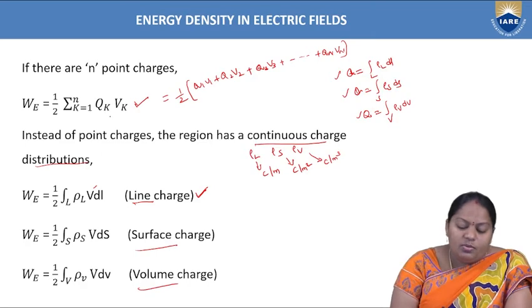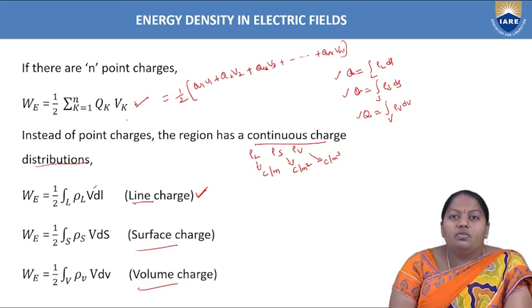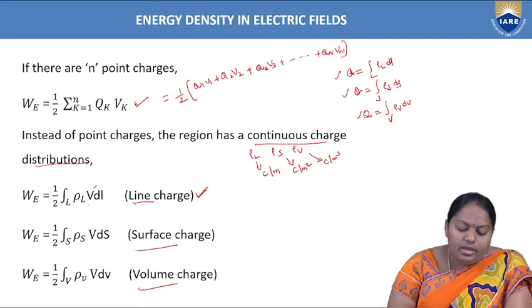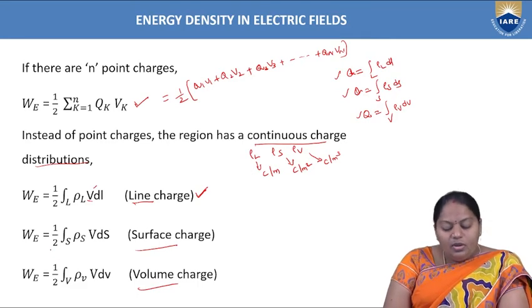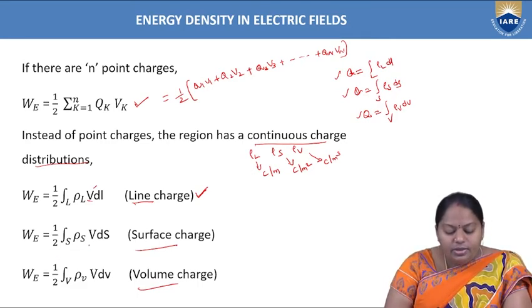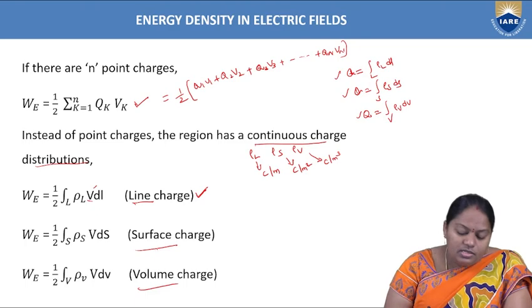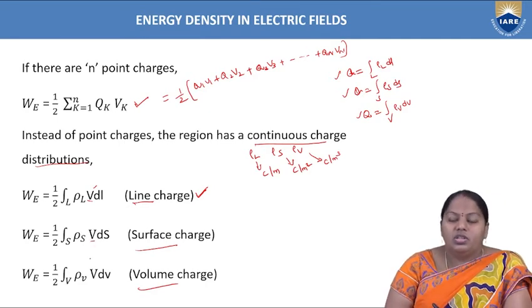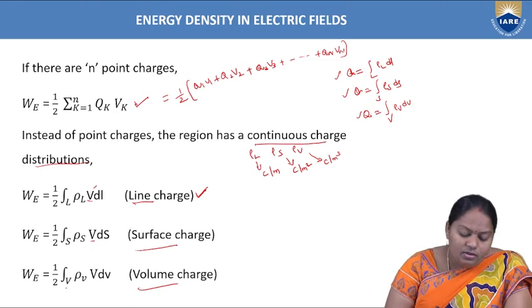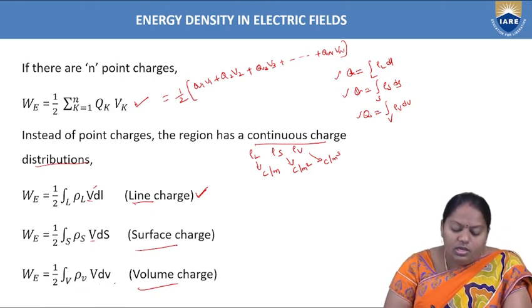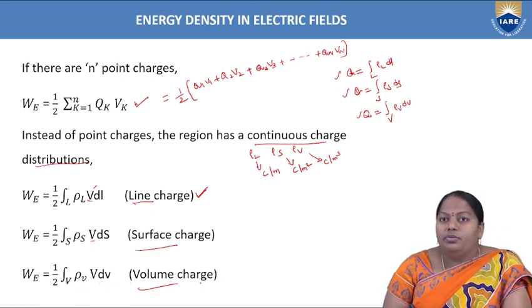So the general formula is work done is equal to Q into V. Now Q is replaced by rho L, and V is the extra term. Similarly for surface charge, W equals 1 by 2 integral S rho S V dS. If we substitute Q by integral S rho S dS, then the extra term multiplied is the potential V. Now W equals 1 by 2 integral V rho V V dV for volume charge.